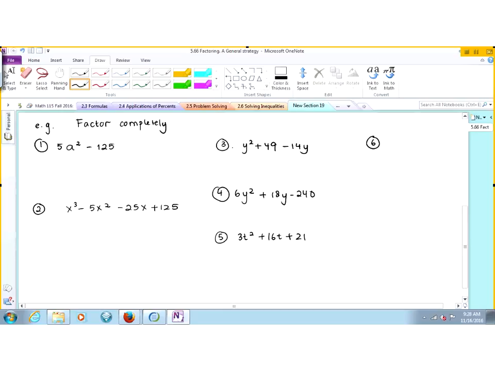And then number 6: 8t squared plus 31t minus 4.